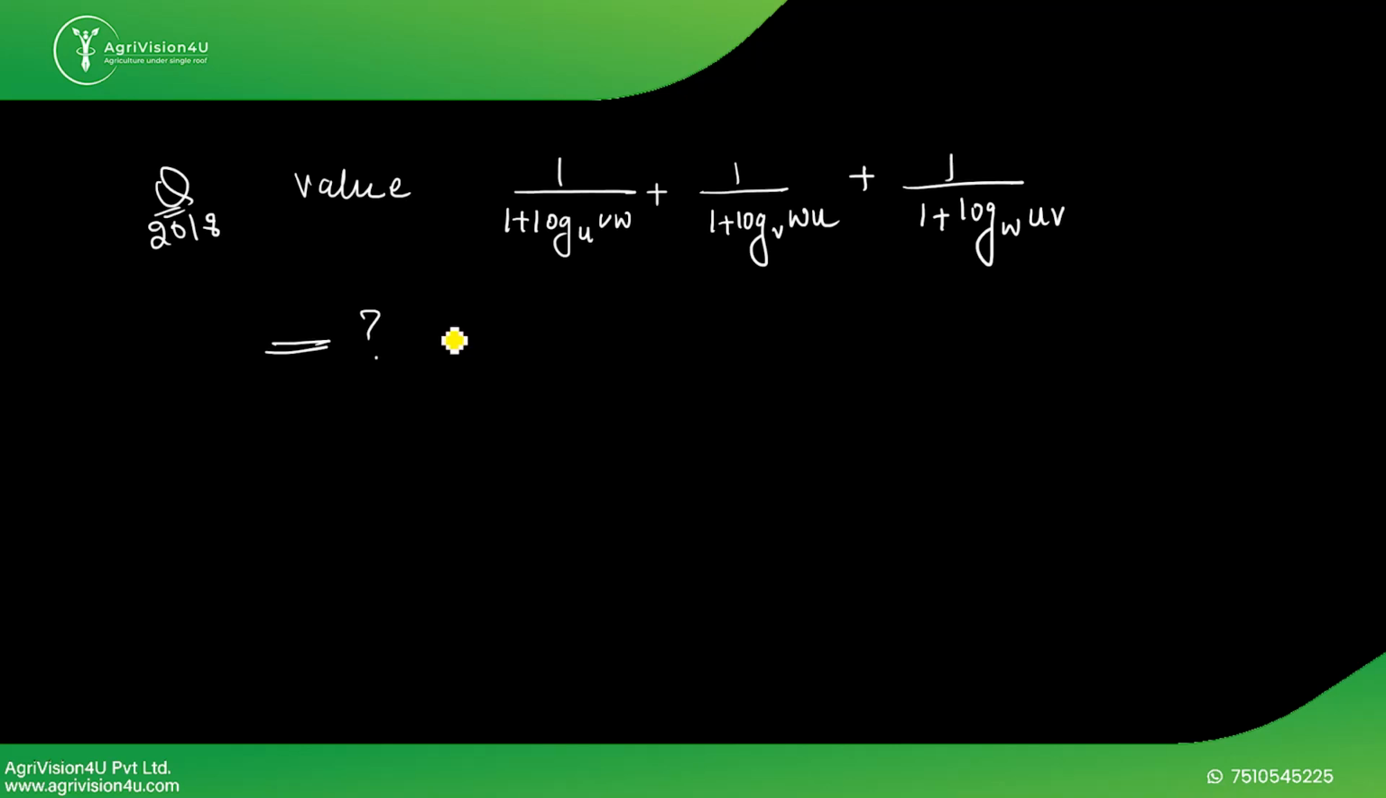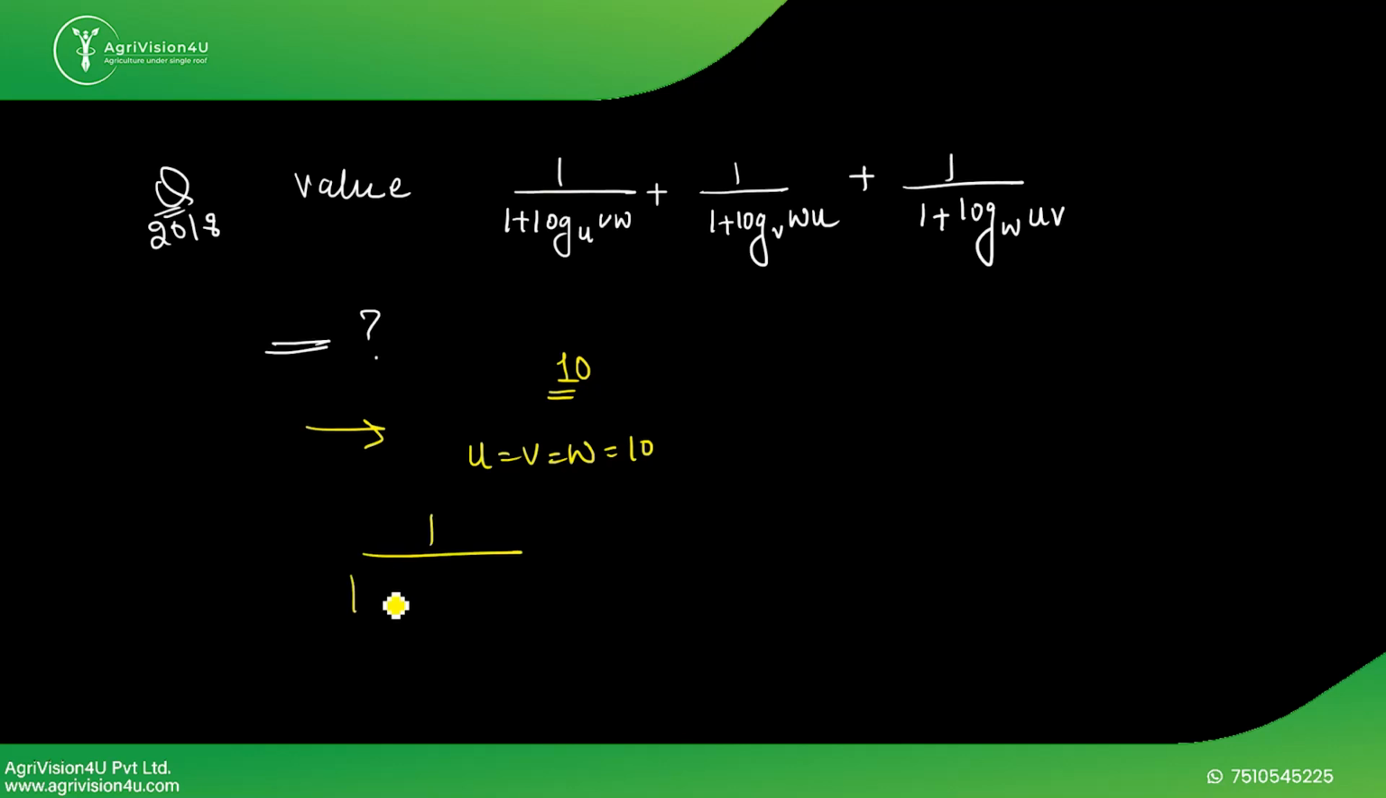Let's consider the value of u, v, w as 10. If I consider 1, I know that the base cannot be 1, because otherwise I will get the answer as 0. So let's substitute the value as 10, so uvw is equal to 10. I'm solving this by substituting the value.